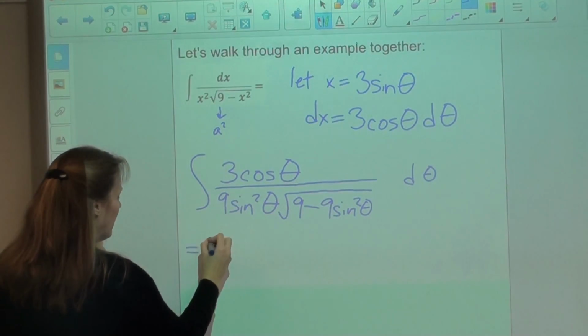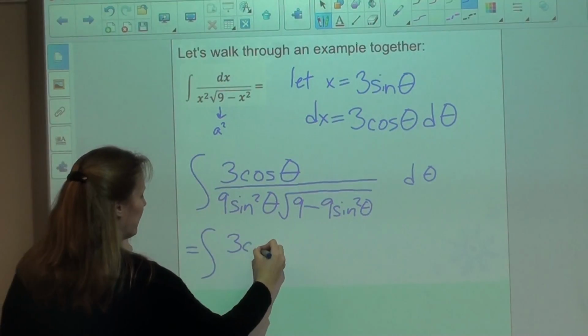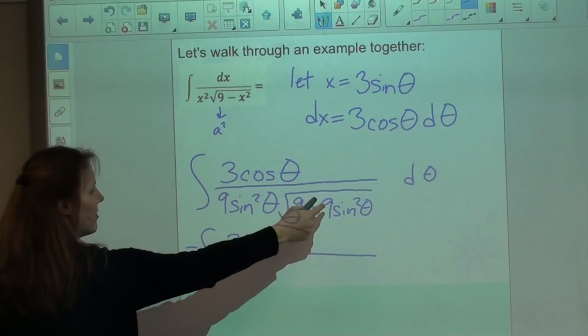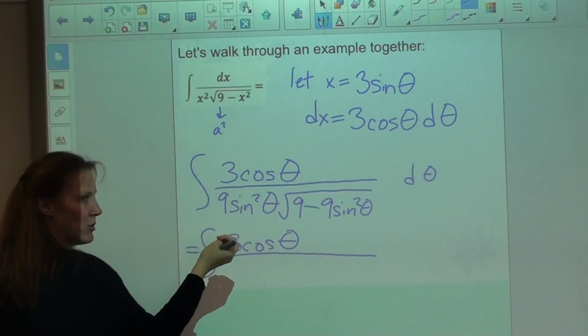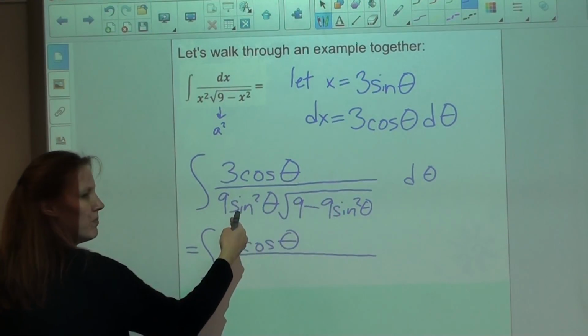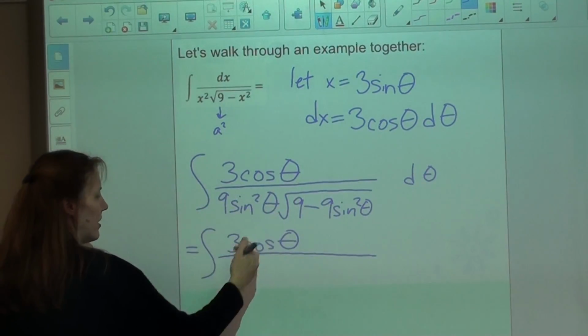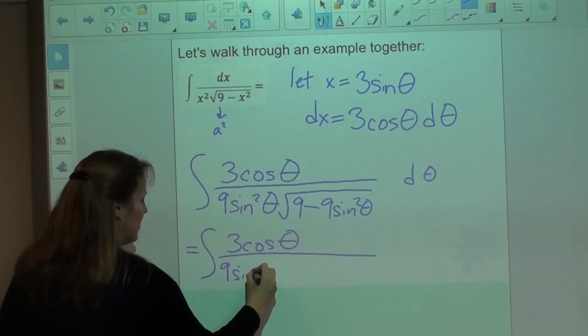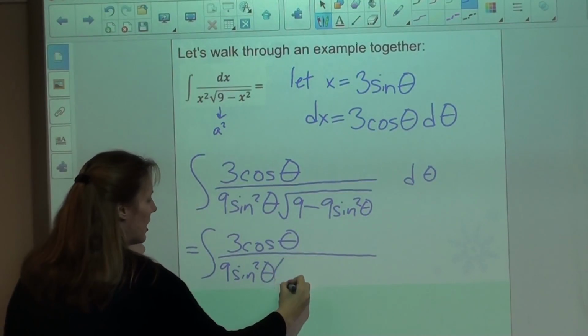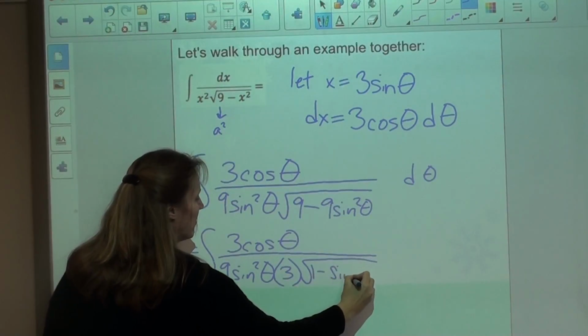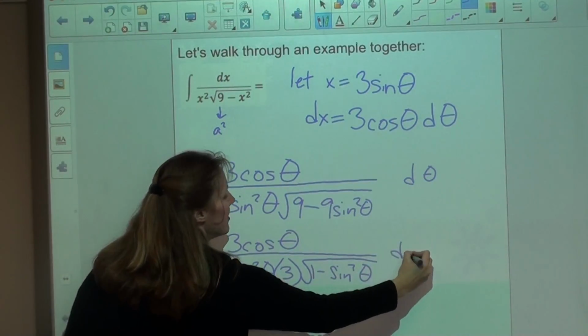So for our next term, if I pull a 9 out of each term, and so we pull a root 9 out, it becomes a 3. So we have 9, I'm just going to rewrite, 9 sine squared theta times 3 root 1 minus sine squared. Good.